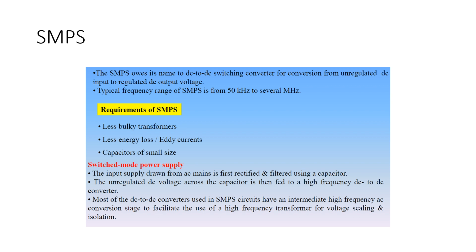In switch mode power supply, the input supply drawn from AC mains is first rectified and then filtered using a capacitor. The unregulated DC voltage across the capacitor is then fed to a high frequency DC to DC converter. Most of the DC to DC converters used in SMPS circuits have an intermediate high frequency AC conversion stage to facilitate the use of a high frequency transformer for voltage scaling and isolation.